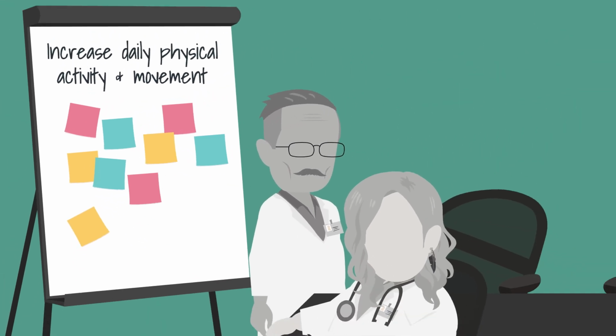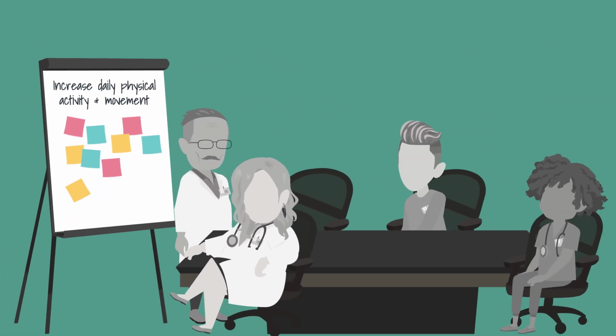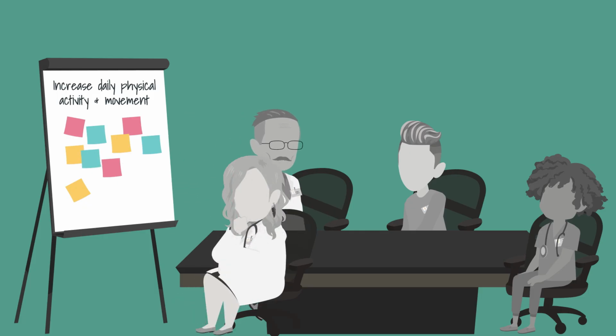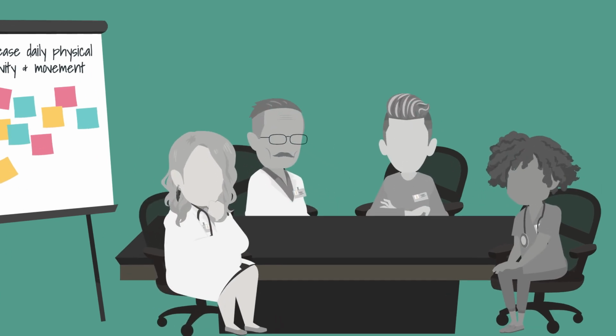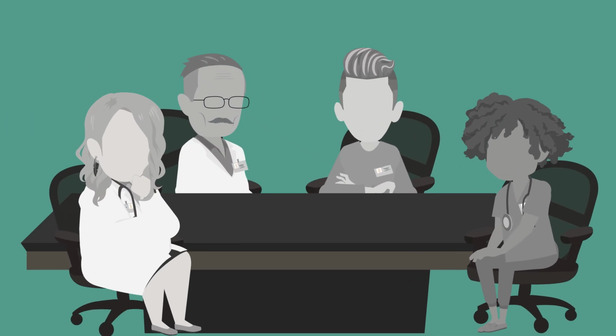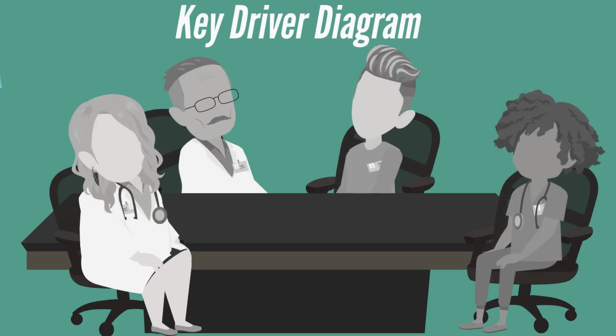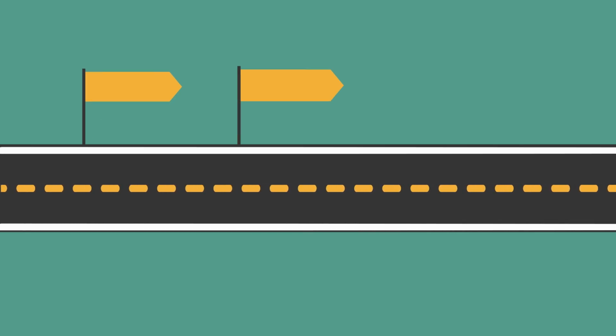Quality improvement projects often start with brainstorming ideas. Say, for example, you're thinking of ways to increase daily physical activity and movement for your team. What should you do with all of the ideas you generated? Your team needs a tool to organize, prioritize, and track what happens when you try each idea. A key driver diagram, sometimes referred to as a KDD, is a tool that can do just that. A KDD can be a roadmap of sorts that tracks progress of activities being trialed to achieve a goal.